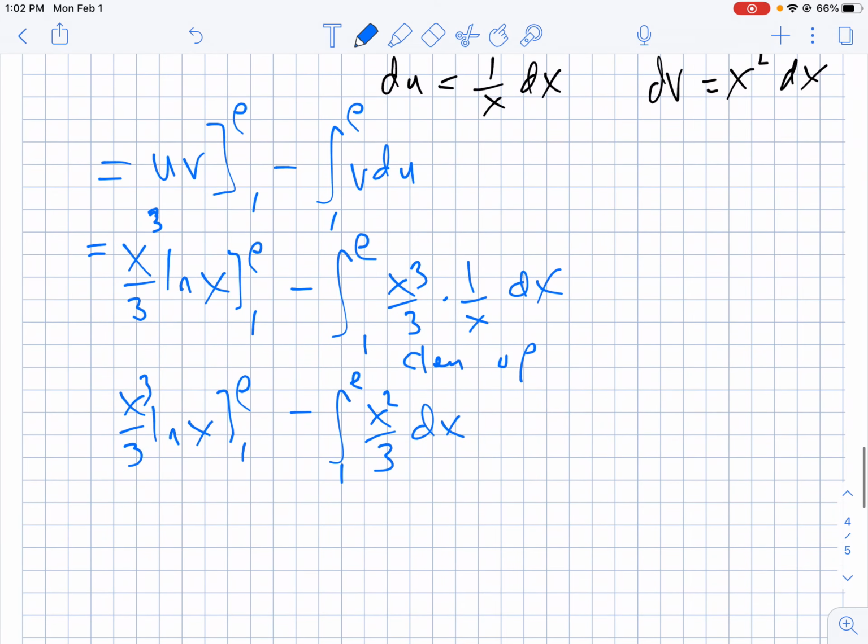Again, what you're going to do is plug in just like it's already been integrated, in a sense. So when you plug in the e, you get e cubed over 3 times the natural log of e, just 1, minus 1/3 ln of 1.